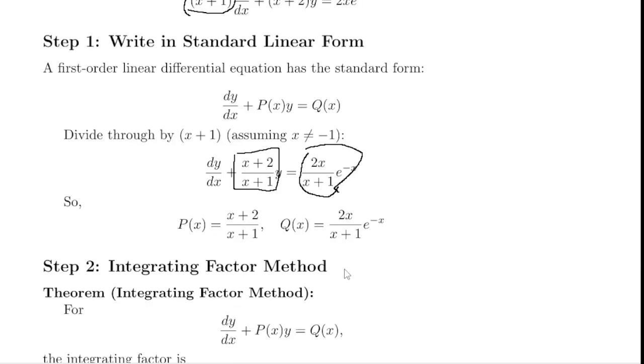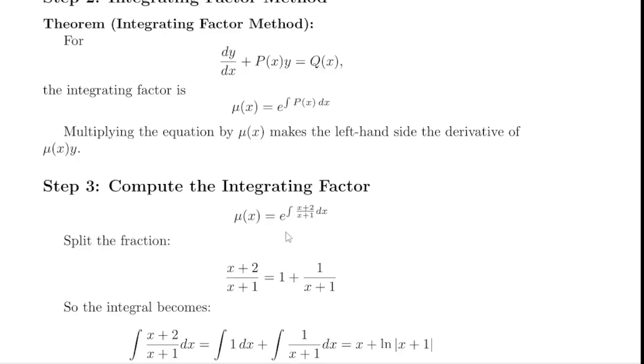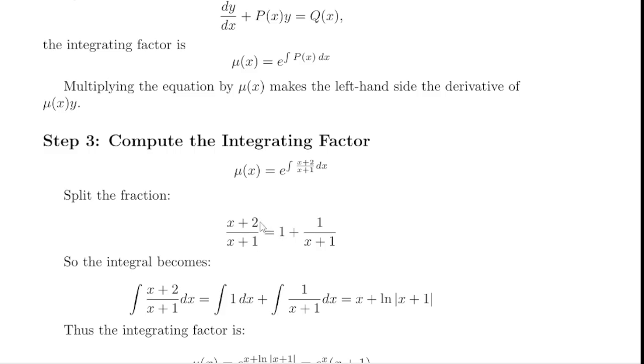Now to find the integrating factor, we're going to take e raised to the integral of p of x, which is e raised to the integral of x plus 2 over x plus 1. Now the nice thing about x plus 2 over x plus 1 is you can split the fraction and you can treat x plus 2 as just x plus 1 plus 1. So that's just going to look like this.